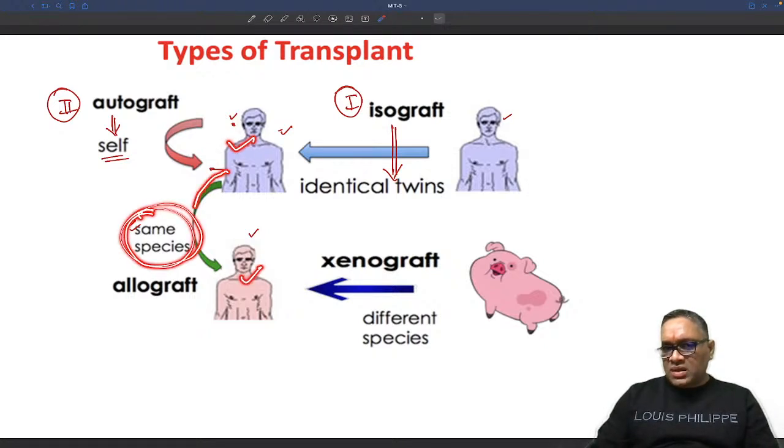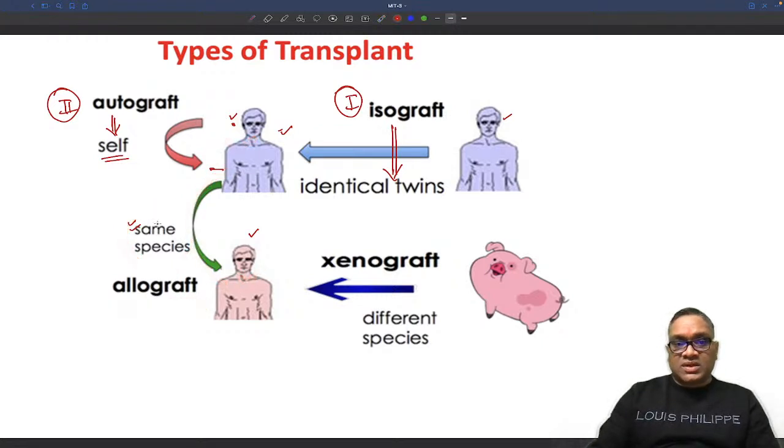So when you are giving the graft from one individual to a different individual of the same species, that is called an allograft, right? So now you understood. Same species, that is called an allograft.